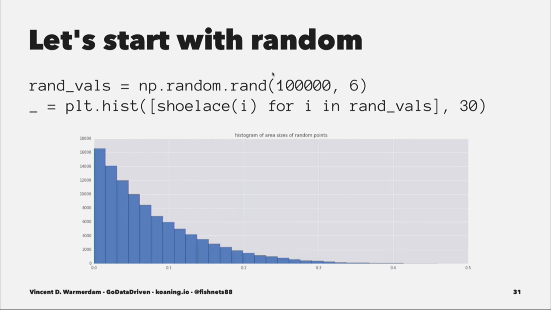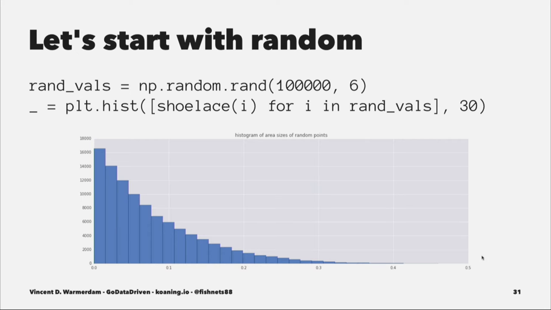So that's what I'm doing here. This is the code that you would need. You just generate a whole bunch of random values in six dimensions. So you have x1, x2, x3, y1, y2, y3. Those would be three points. And then there's this function called the shoelace function, which calculates the area between all these points. And you do that for a whole bunch, and you can draw the result.